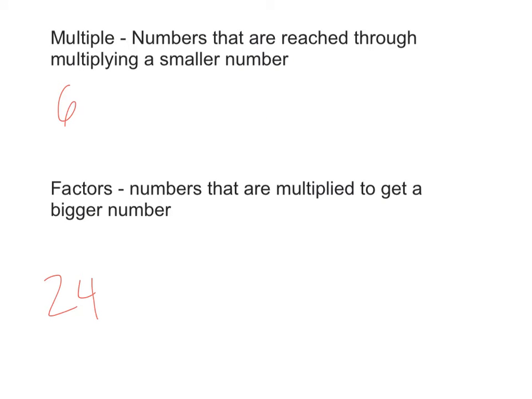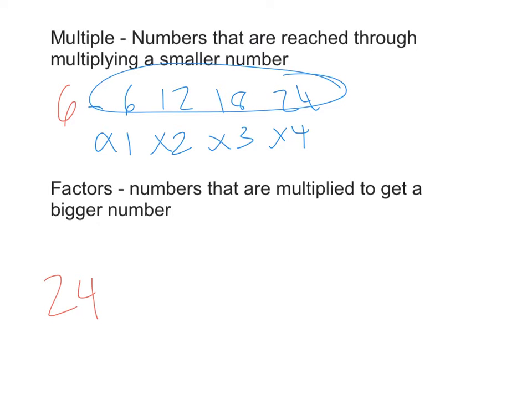The next 2 are multiple and factors, and those are both related, but I want to make sure that you know the difference between the 2. So a multiple is a number that is reached through multiplying a smaller number. So for instance, if we want the multiples of 6, we're going to do 6 times 1, which will give us 6, times 2 will give us 12, times 3 will give us 18, times 4 will give us 24. So all of these here are the multiples of 6. Multiples are used for making equivalent fractions, adding and subtracting fractions, and just simply if it asks for the LCM.